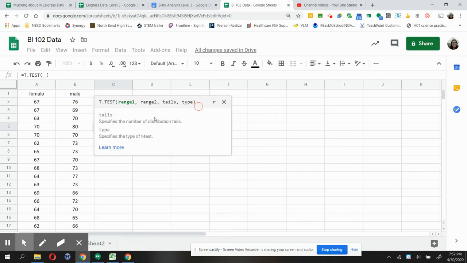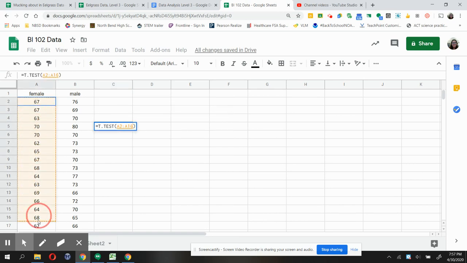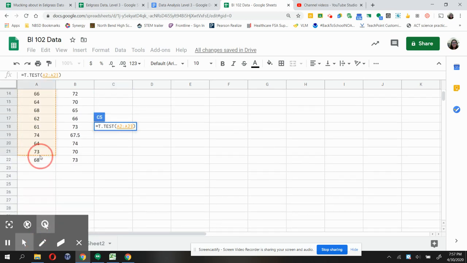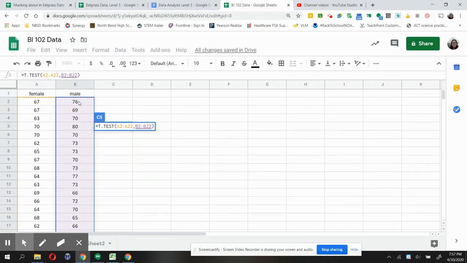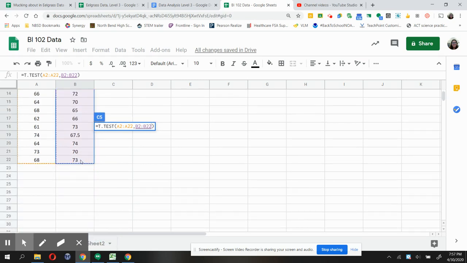So the first thing I'm going to do is highlight the heights of all of my female students. So now I've told it, here's one sample group you're going to look at. I'll hit a comma to separate it. And now I'm going to highlight the second range, the male students. Oh, oops. And I'll do it again because it's screwed up. Okay, now I'm going to hit a comma so that it knows that that's the second range.